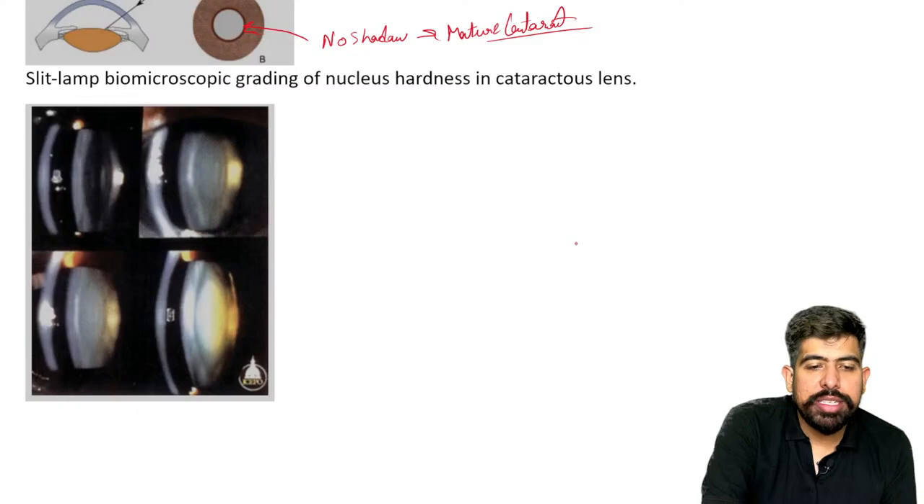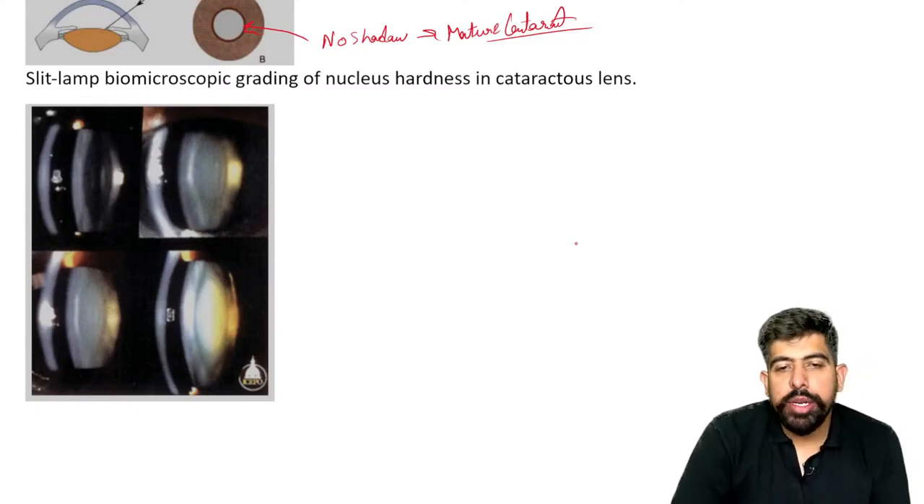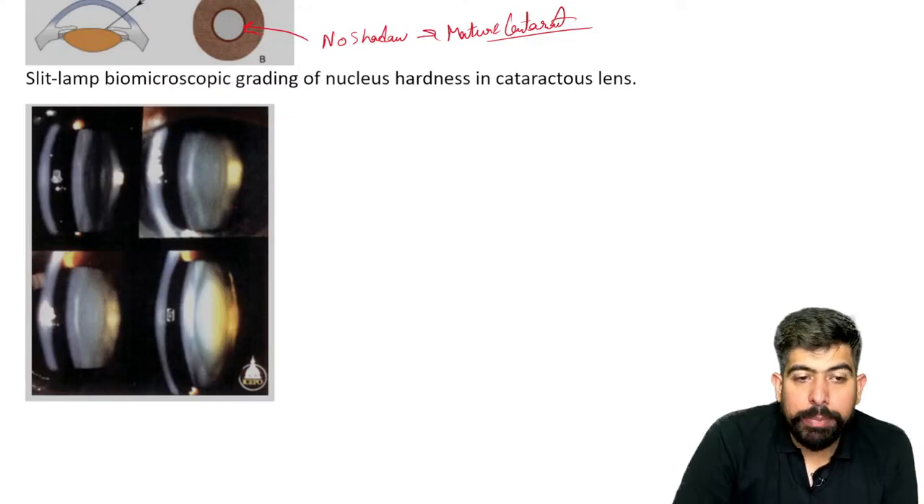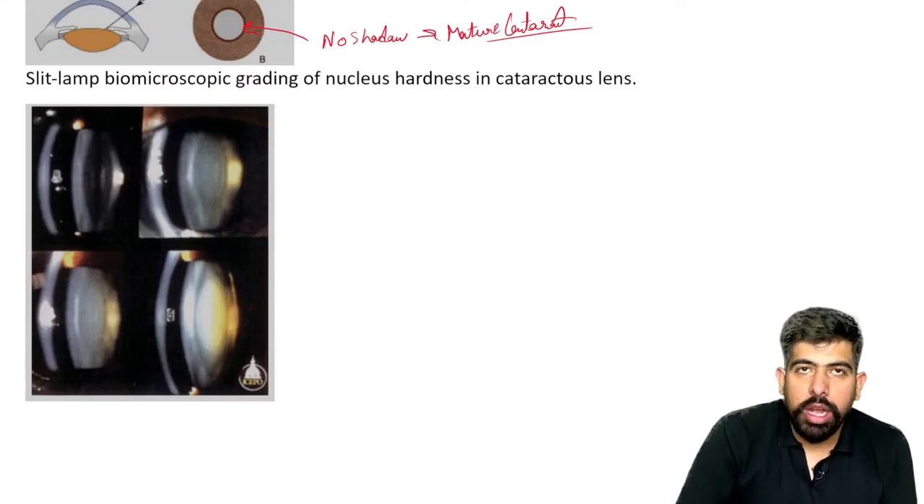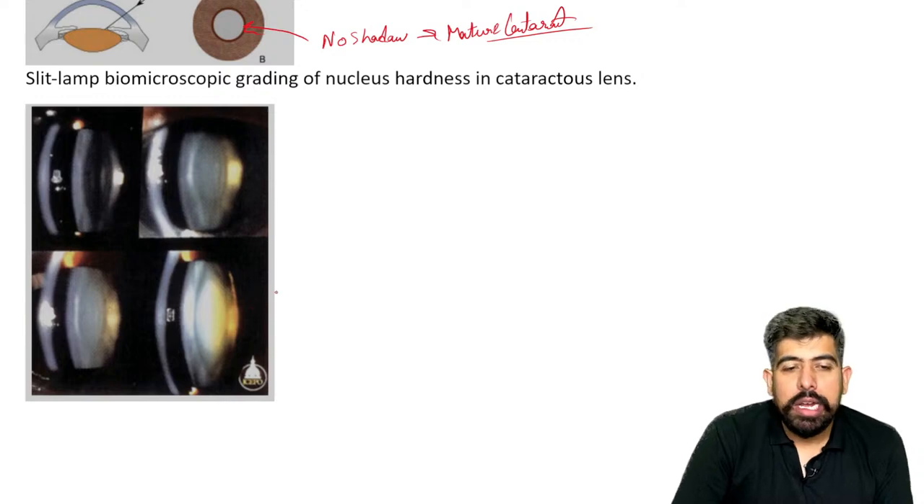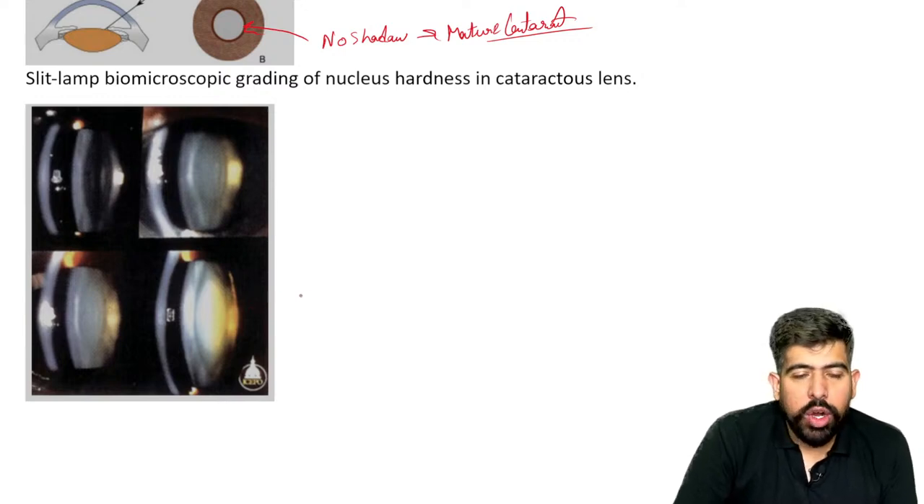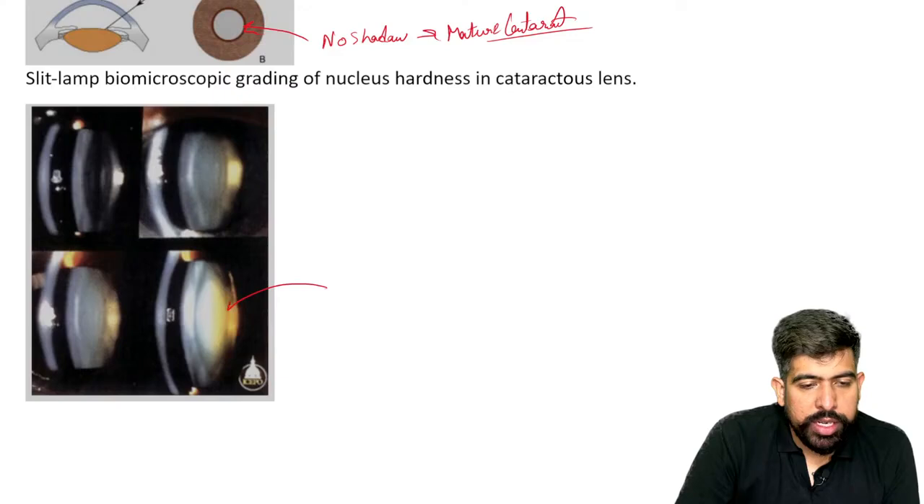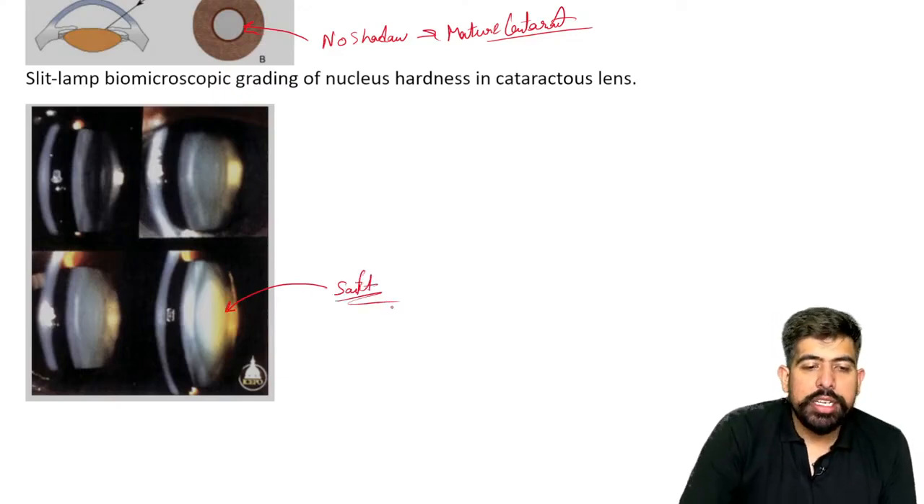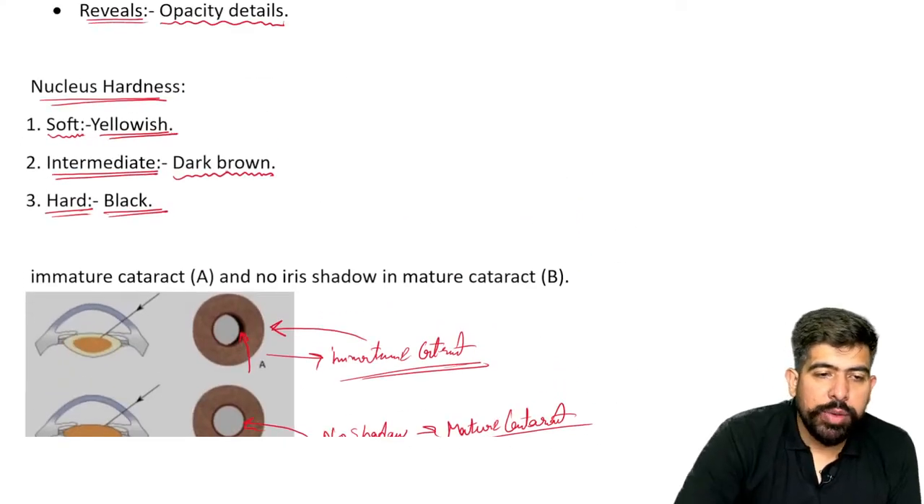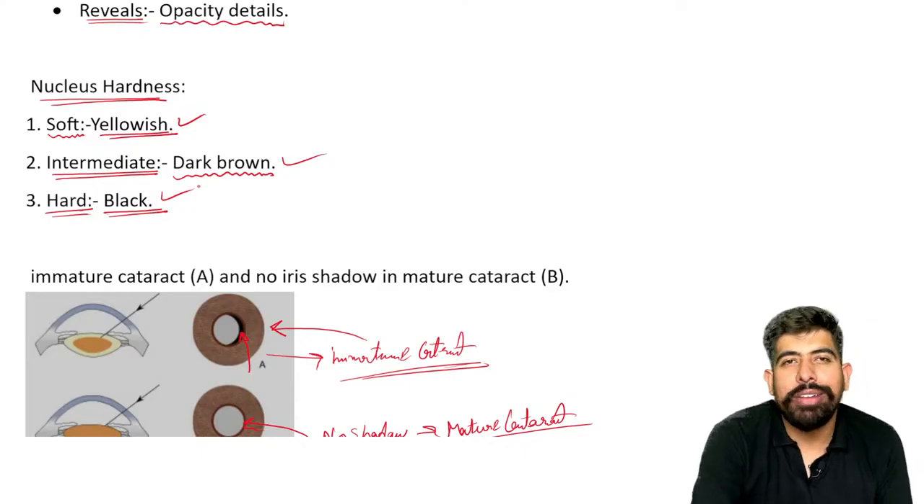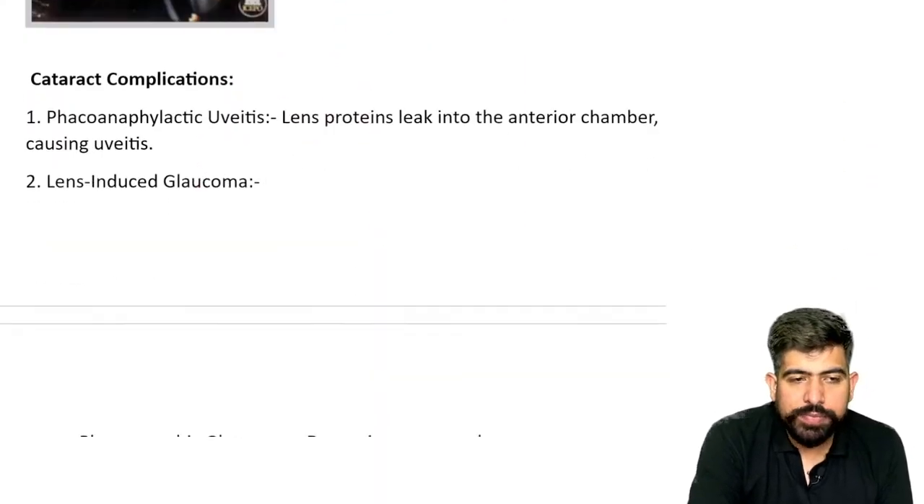Also, as we talked about the slit lamp biomicroscope, it reveals the hardness of your cataract. If it is seen as black, that is totally hard. Intermediate will be brownish. But you can see here this is bluish, which means it is soft. Yellowish is soft, dark brown is intermediate, and totally black gives you hard.